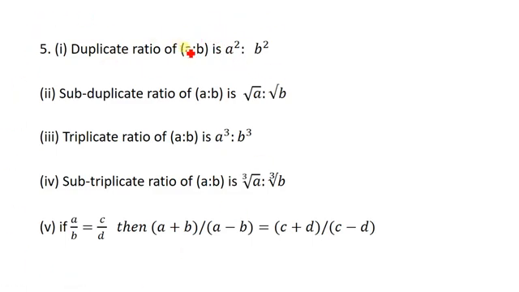Now duplicate ratio of A is to B is A square is to B square. Suppose my ratio is 2 is to 3. So my duplicate ratio will be 2 square, that is 4, and 3 square, that is 9.